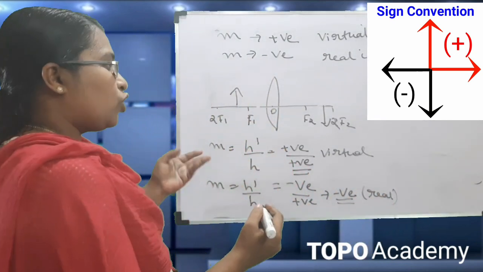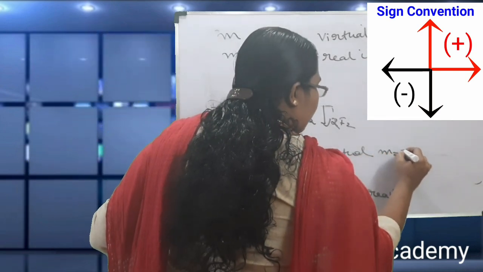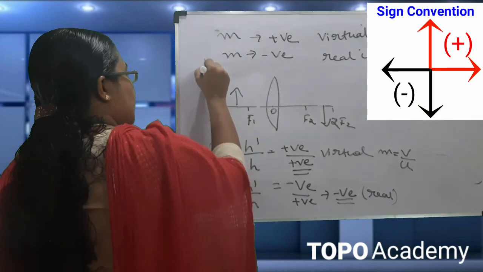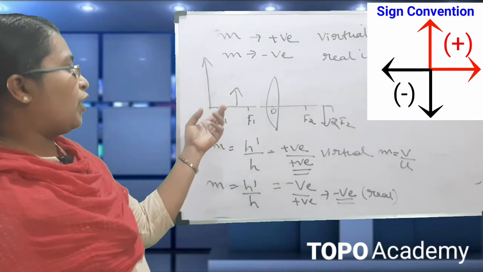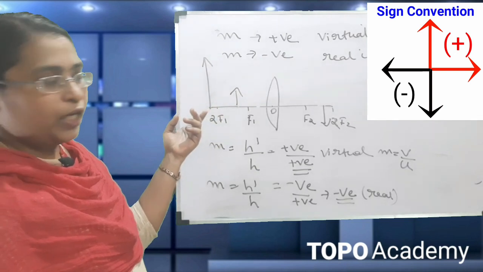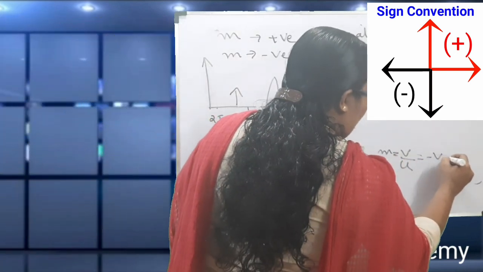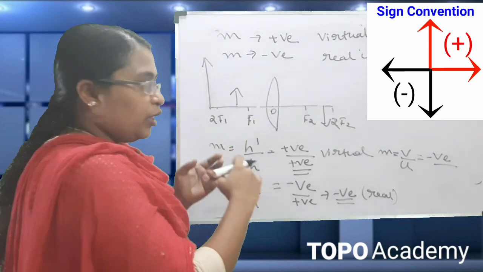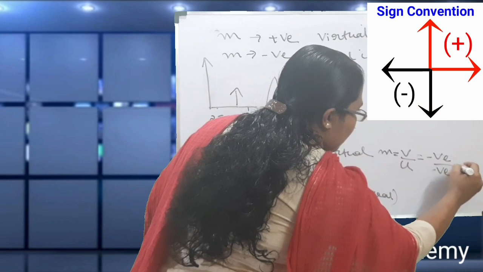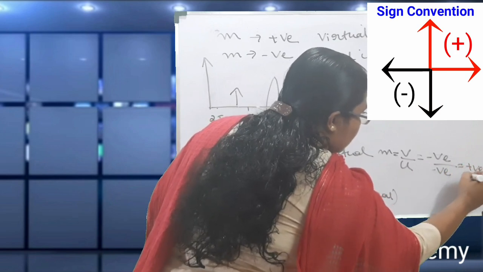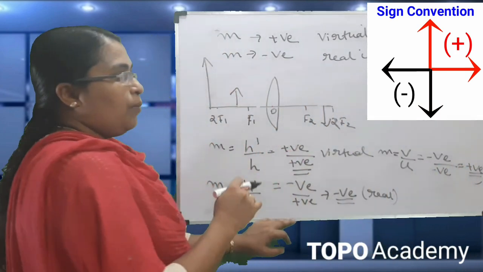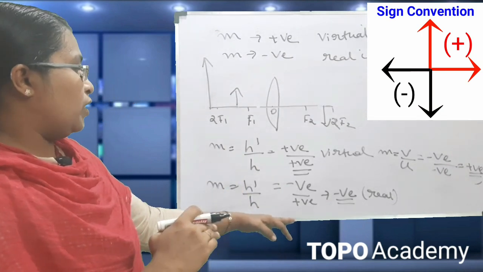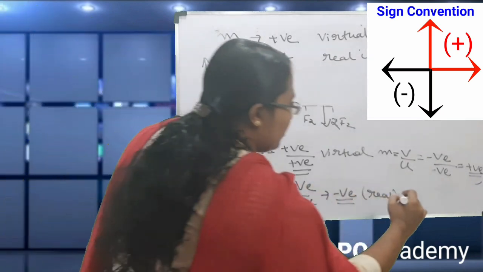Now in the case of v and u, that is v by u. For a virtual image, what is the sign for v? It is on the same side, on the left side of the optic center, so the value of v is negative. And u: the object is on the left side of the optic center, so it is also negative. Negative divided by negative is positive. So for a virtual image, magnification is positive in terms of image distance and object distance. Next we have to see the case of a real image in terms of v and u.